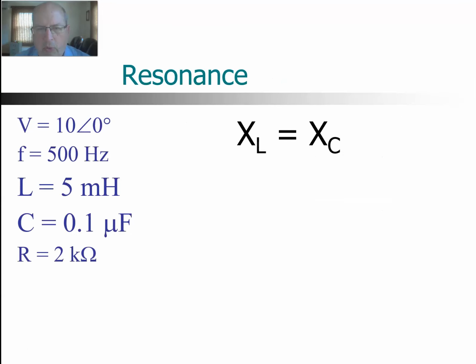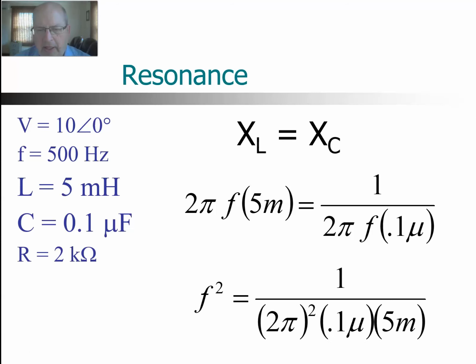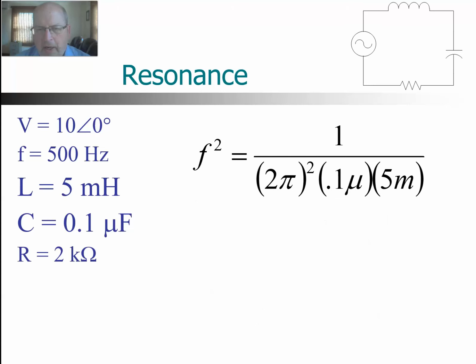So we want to know exactly when X_L is equal to X_C for our circuit. We're going to plug in the values of X_L and X_C and solve for the frequency. So we rearrange that a little bit, and we get the frequency squared is equal to 1 over (2 pi) squared times 0.1 micro times 5 milli. Then we'll take the square root and find that the frequency is 7.12 kilohertz.